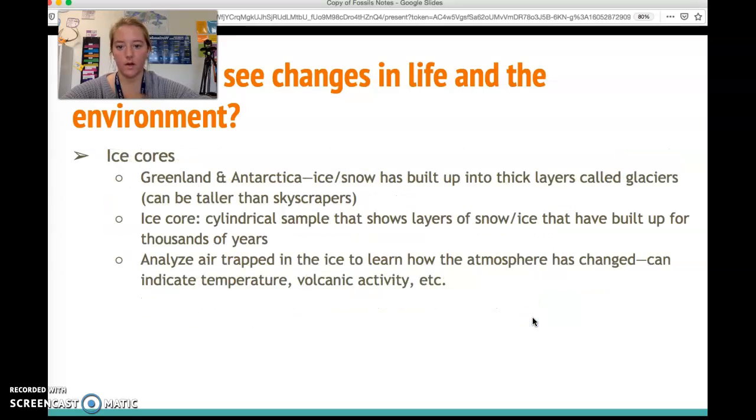All right, moving on. So we can also see certain environmental conditions based on our ice cores. So we can take samples of the ice, which has been formed for thousands of years, and that can show the change in the climate. So Greenland and Antarctica, ice and snow has built up into thick layers called glaciers. They can be as tall as skyscrapers, or they can be little.